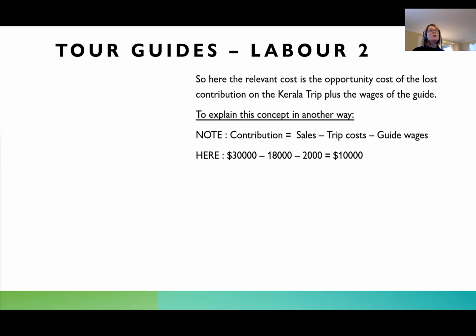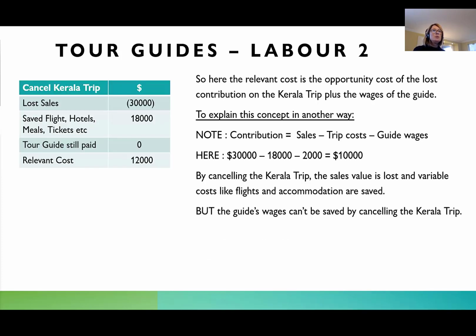Now, you don't get those figures in an exam question. You only get the lost contribution and the wages. And so I'm just going to explain it to you now. If you were given that information, you probably understand this calculation a bit better. So by cancelling the Kerala trip, you can see we're going to lose the sales of 30,000, but save the 18,000 in flights and hotels. The tour guide is still paid. So we don't save the tour guide. Therefore, the relevant cost is 12,000.